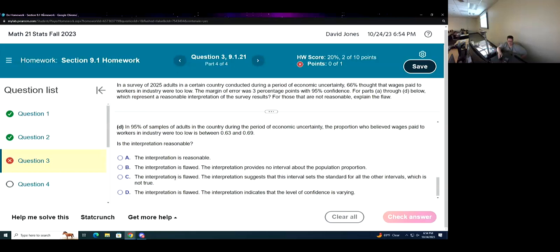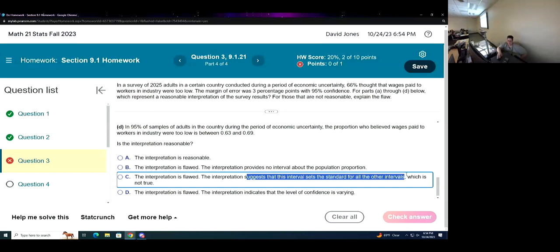They're saying our confidence interval is dictating what the interval is for all the other population or samples. That's this description right here. It sets the standard for all the other intervals. It doesn't. Confidence interval just means it will have the value in it. It won't necessarily be centered on it.